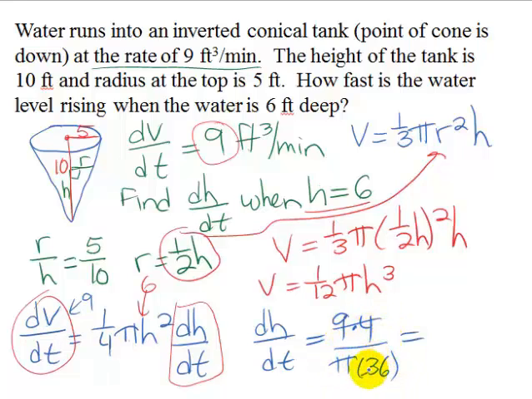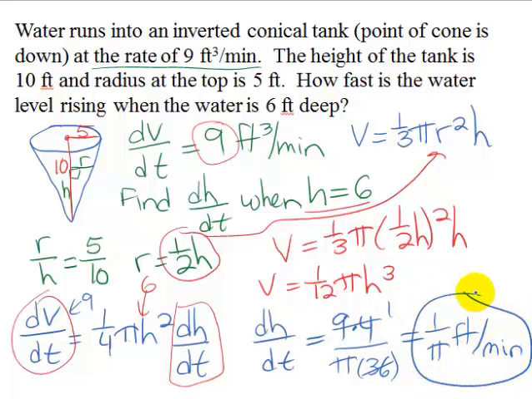This is 36 and 36, so it looks like it's 1 over pi, and it's going to be feet per minute. So the water level is rising, when the water level is at 6 feet, at 1 over pi feet per minute. And you could always put that in a calculator if you needed a decimal approximation.